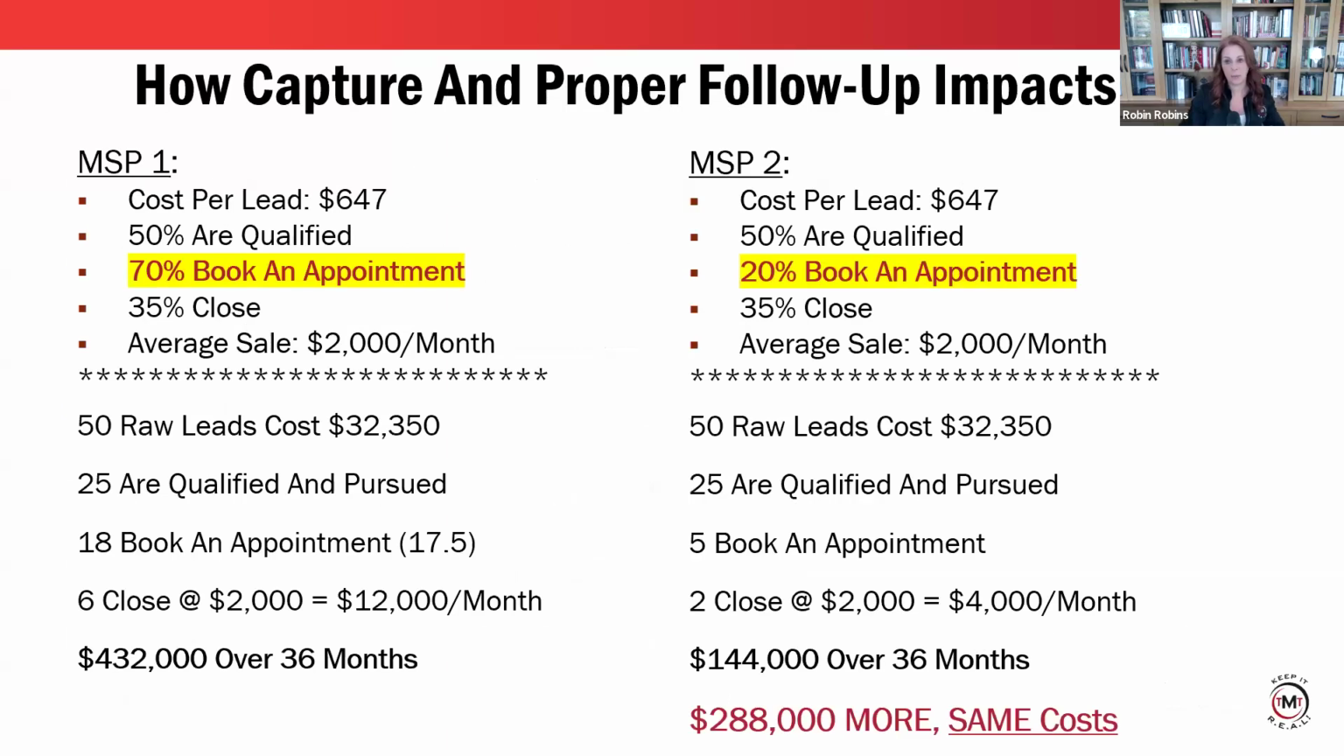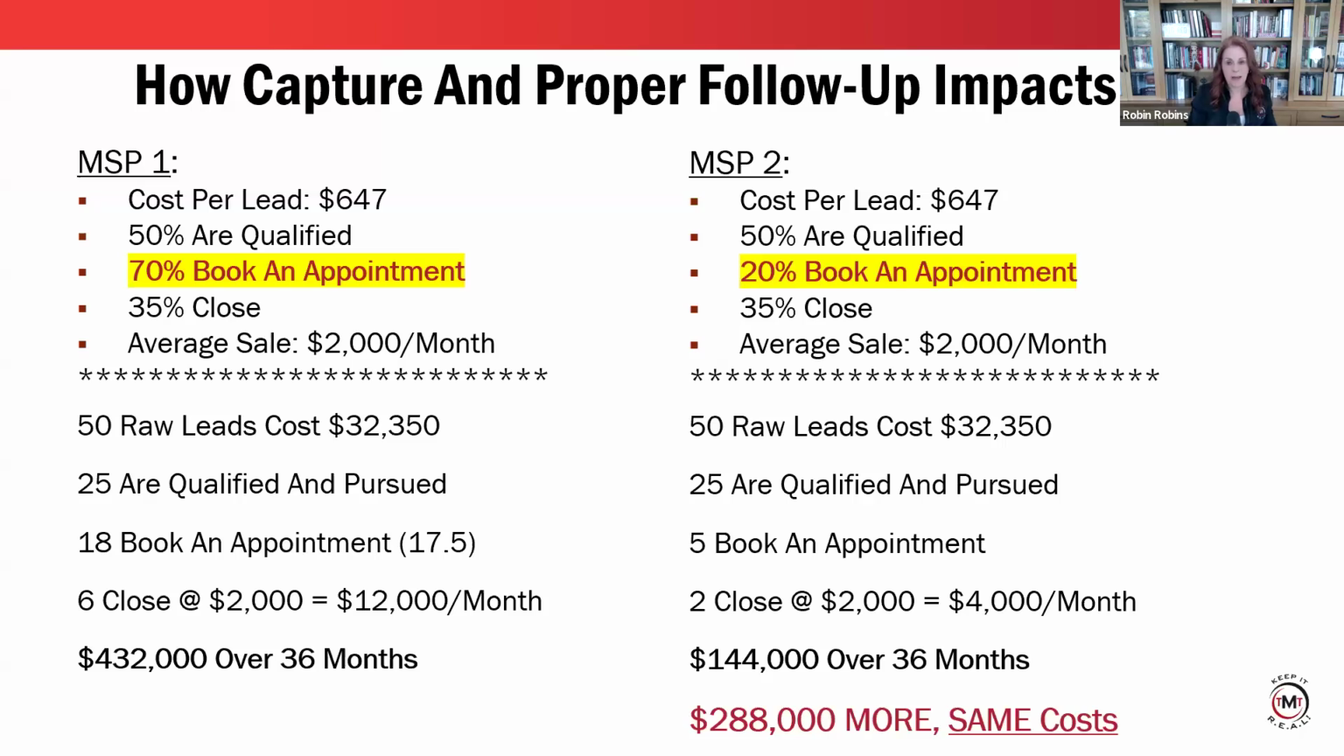I'll show you it in a different way, okay? This slide shows 2 different MSPs, same cost per lead, same percentage of qualified leads, but MSP 1 does a better job at capturing and following up and doing drip marketing. So 70% of their leads book an appointment, where MSP 2 does not do a good job. They don't capture the lead. They don't answer the phones live. They don't have long-term follow-up, right?